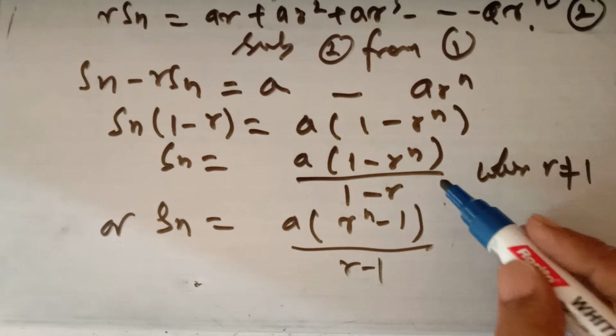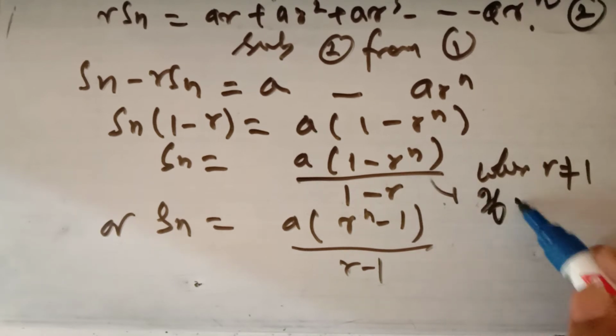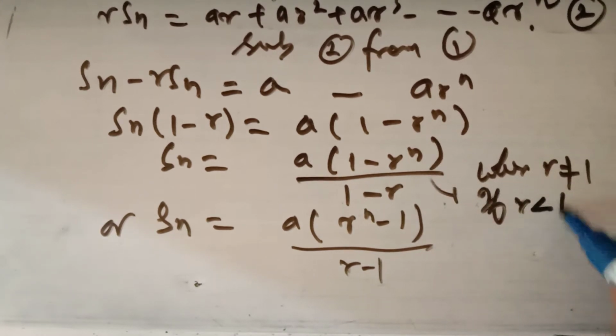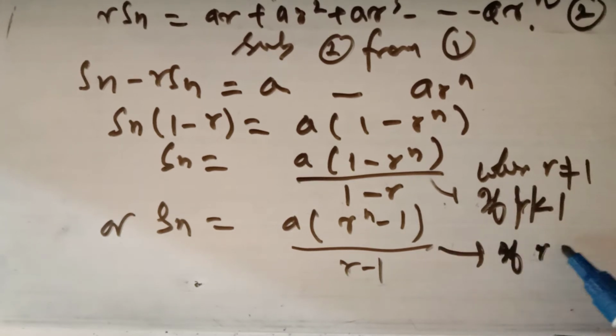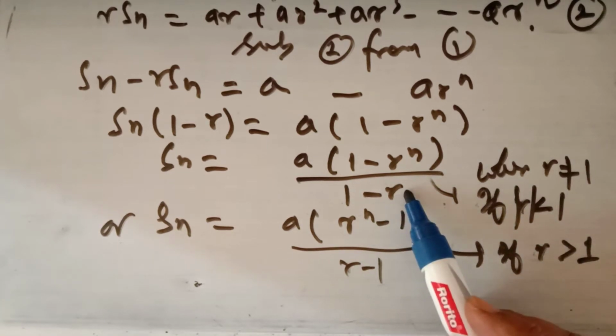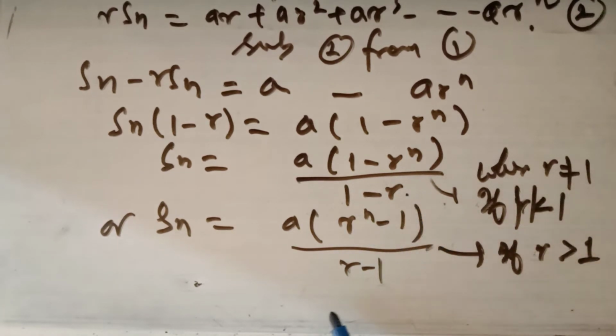So here we'll use this formula if modulus of r is less than 1, and this will be used if r is greater than 1. We will use this formula when modulus of r is less than 1, and this will be used when r is greater than 1. And if r is equal to 1, then that will become an arithmetic progression. So this is the basic concept of the geometric progression.